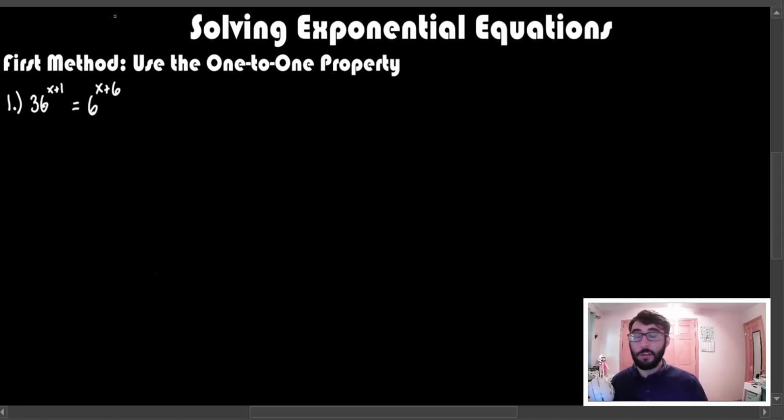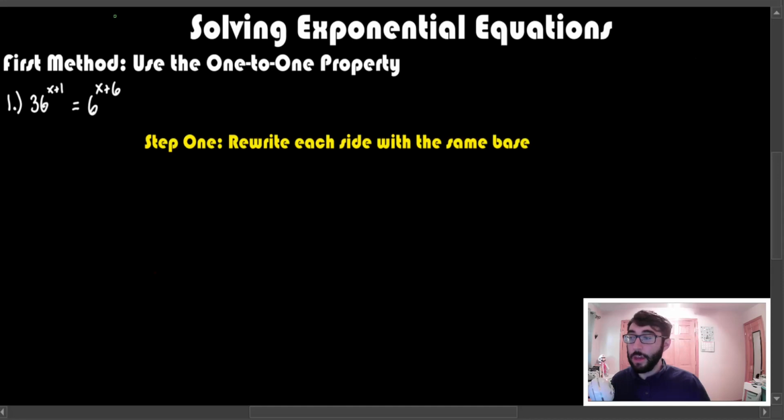We have 36 to the x plus 1 power is equal to 6 to the x plus 6 power. Now, this is an exponential equation because it's an equation, and on one of the sides there is an exponential expression. In this case, there's an exponential expression on both sides, but generally, if there's at least one exponential expression and it's an equation, we call it an exponential equation. So, in this particular example, we are going to use the one-to-one property, and that is because we can rewrite each side with the same base.